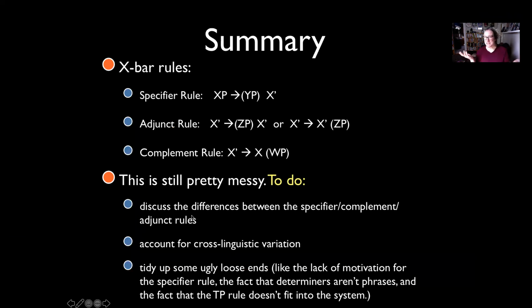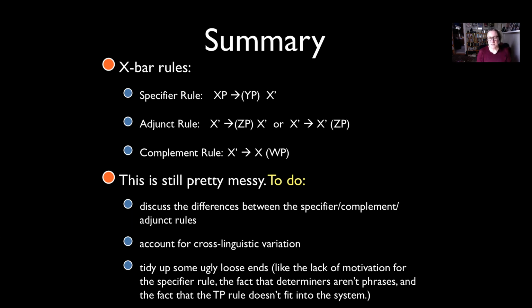So yeah, this is still pretty messy, right? There's still kind of a lot going on. And we'll clean it up a little bit as we move into the next chapter and as you work through the homework, right? We'll discuss the differences between the specifier, complement, and adjunct rules. Right now, I'm just encouraging you in your diagramming to start playing with these, to start inserting these N bar, V bar, P bar, ADV bar, right? We still need to account some for cross-linguistic variation. I mentioned that just a little bit. You can read a little at the end of this chapter about that.